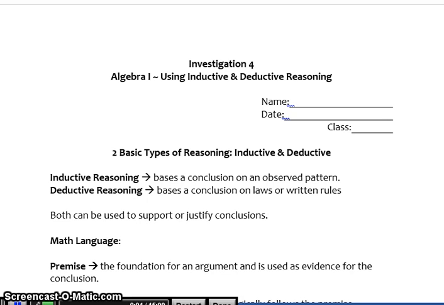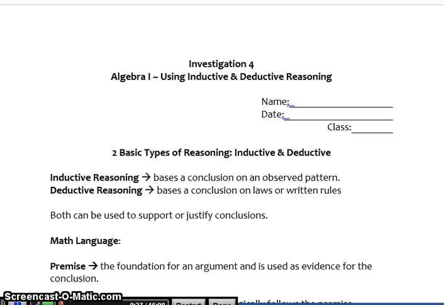This video is about investigation 4 in your book. The subject of investigation 4 is using inductive and deductive reasoning. So we have two basic types of reasoning, inductive and deductive. The difference between the two is that inductive bases a conclusion on an observed pattern, whereas deductive bases the conclusion on laws or written rules.